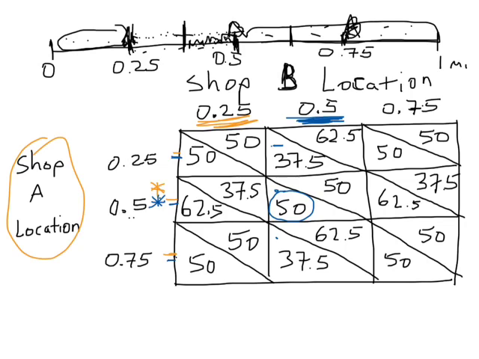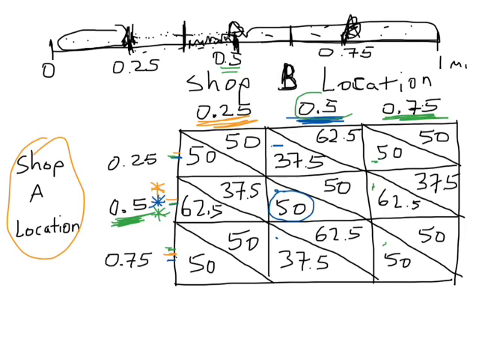And then finally, let's pick another color just to take this home. Let's use green. If A thinks B is going to locate at 0.75, A could locate at 0.25 and get 50, 0.5 and get 62.5, or 0.75 and get 50. And again, we see A would do best by locating at 0.5. And so A has a dominant strategy to locate at location 0.5.